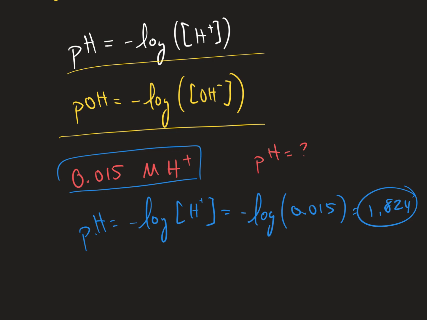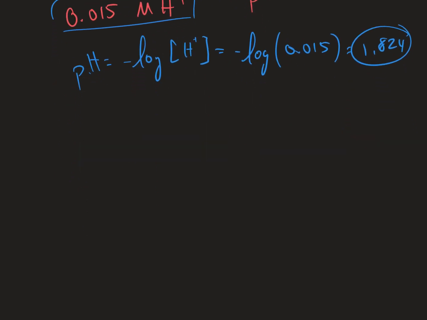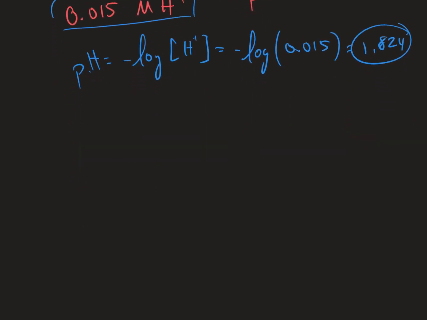Okay. So that's if we have the hydrogen ion concentration. Most of the times we don't. So let's look at some examples where we need to find that. Okay? Do you have any questions right now? Okay.